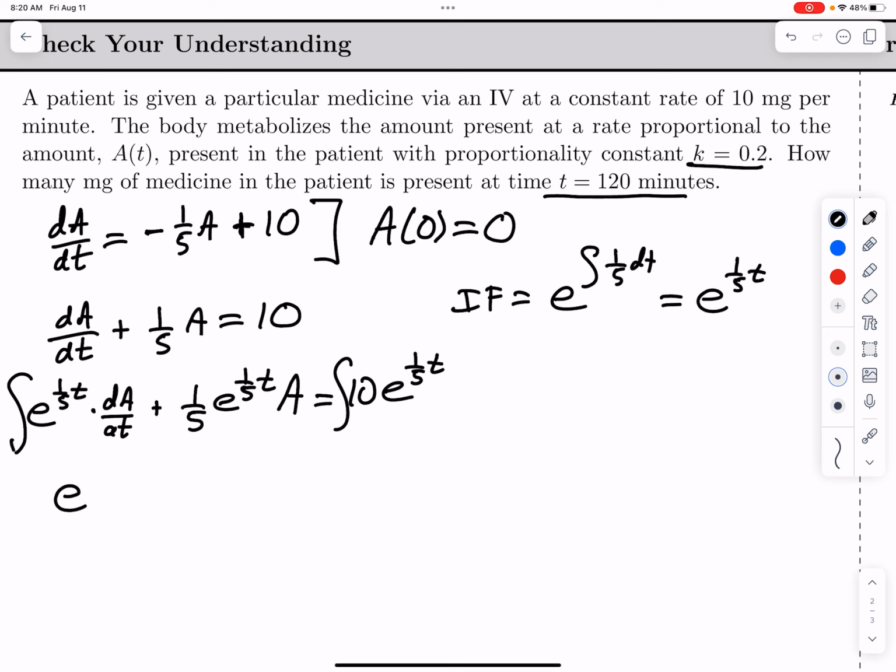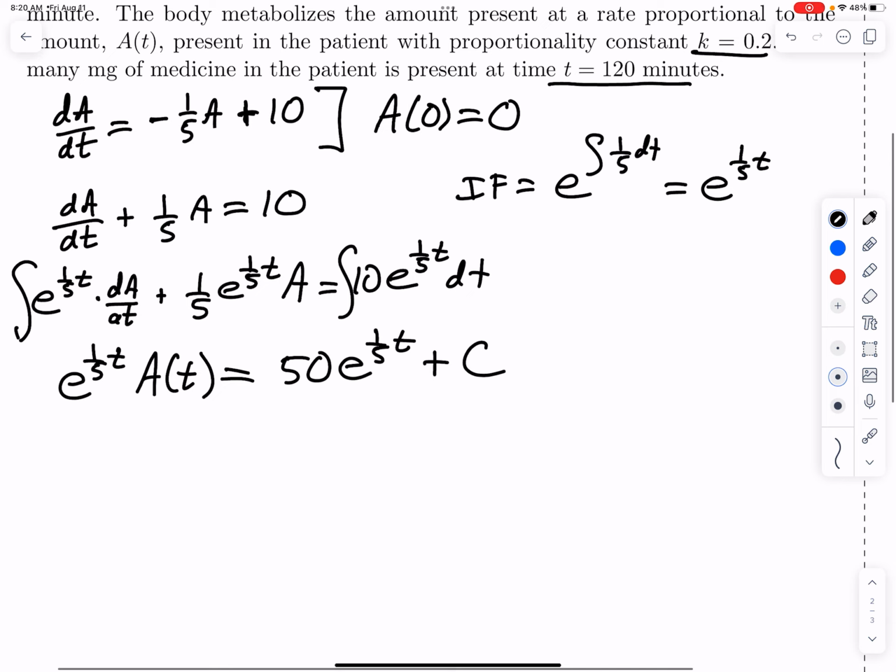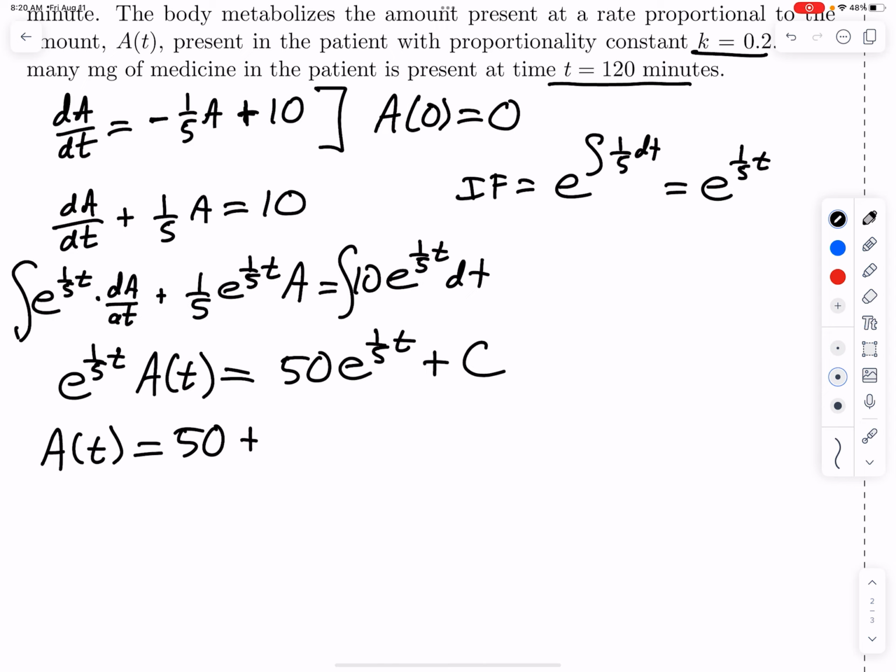And so we're going to just get f times g, which is e to the 1/5 t, A of t equals the antiderivative of 10 e to the 1/5 t, I guess dt. I think that's going to be 50 e to the 1/5 t plus constant. Yeah, because if you differentiate that, you get the 10. And then we divide both sides by e to the 1/5 t in order to get the function A that we're looking for. And I'm going to write that as 50 plus c e to the minus 1/5 t, because dividing by e to the 1/5 t is the same as multiplying by e to the minus 1/5 t. So this is my general solution.